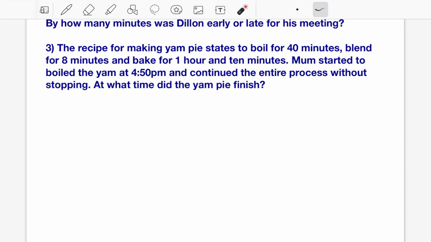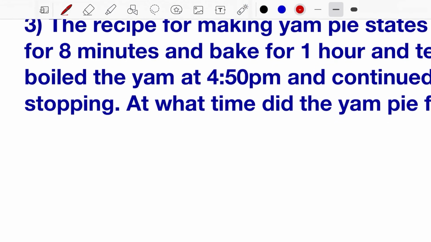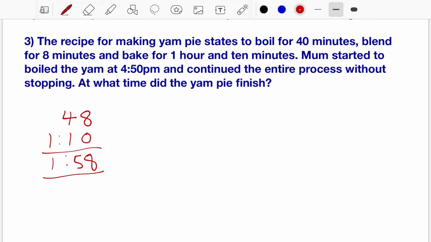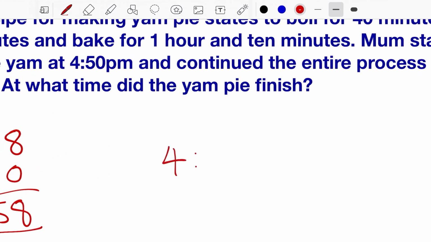So we have 3 different processes. We have the first of 40 minutes, 8 minutes, and then 1 hour and 10 minutes. So let's add these times together. So 40 plus 8 is 48. Then we have 1 hour and 10 minutes. So that brings us to 1 hour and 58 minutes. So of course we're going to add from the right. Okay, so 1 hour and 58 minutes, and we started at 4:50 p.m.